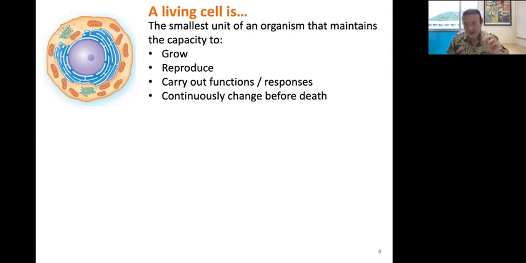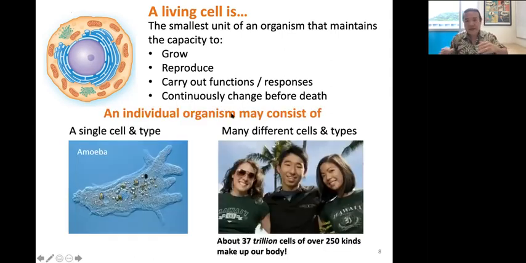So let's think about it this way. If something like an amoeba, which is a single-celled organism, is technically a living thing, living things on Earth, of course, include everything that's even more macroscopic, including us. We are living things, and we are comprised of cells. So an individual organism may consist of a single cell or single cell type, like the amoeba, or it may consist of many different cells and types, like the cells that make up our body.